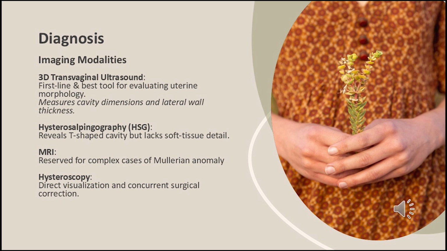Hysterosalpingography can also be used to visualize a T-shaped cavity, but it lacks soft tissue details and hence is not a preferred method. MRI is reserved for more complex cases of Mullerian anomaly. And as usual, direct visualization in hysteroscopy and concurrent surgical correction can be performed, but hysteroscopy is not the first tool for diagnosing dysmorphic uterus.